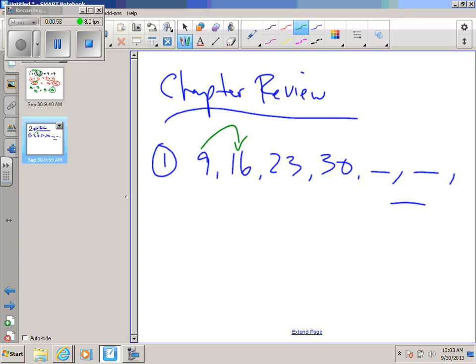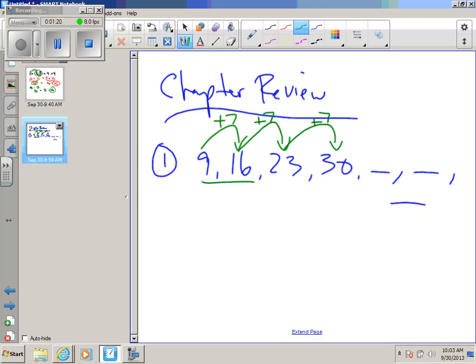Add 7. Is there a multiplication option? Can I multiply the 9 times anything to get 16? No. So we're pretty much locked in with the plus 7. Do I just go off my first relationship, or what should I do? I should just double check and make sure that that plus 7 is correct. And it looks like it holds up.